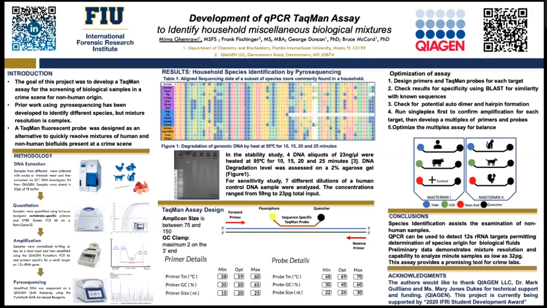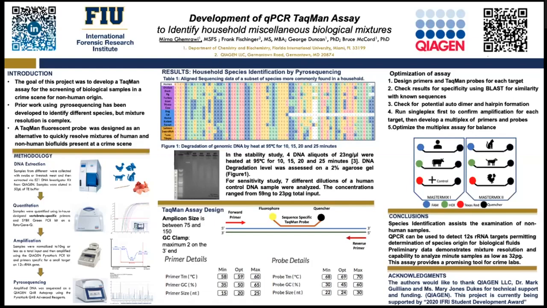This project's target is basically to identify non-human miscellaneous samples that you can find in a crime scene. As we all know, in a crime scene, a biological sample might not be just human. It can be a mixture, it can be your pet that you have in the house, it can be the meat that you eat.